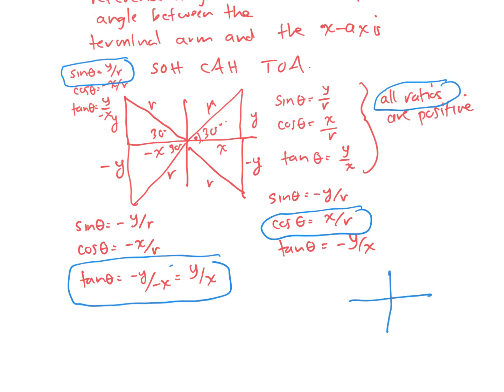So this creates what we call the CAST rule. The CAST rule allows you to determine which ratios are positive in each quadrant. In quadrant 1, all of them are positive. In quadrant 2, only sine. In quadrant 3, only tan. And in quadrant 4, only cosine.